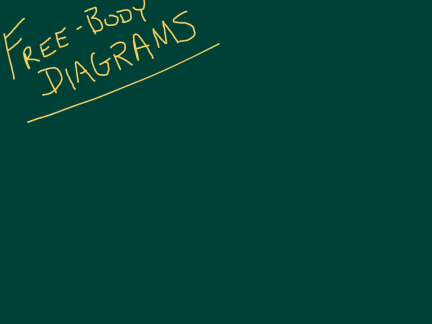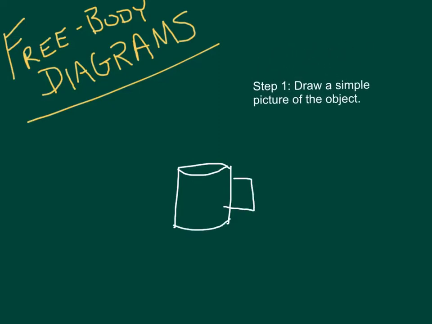Let's start with a simple example of just a coffee mug sitting motionless on a desk. So the first step is to just draw the very simple picture of the object that we're looking at. Representing the object with just a simple square or a circle is fine. Since we're analyzing the forces on the coffee mug, we draw only the coffee mug and not the desk it sits on or anything else.